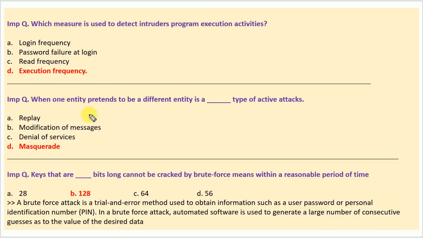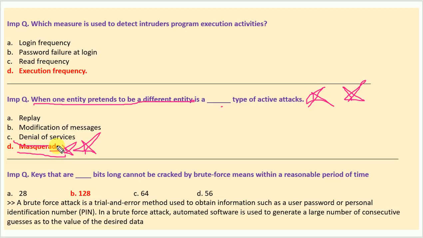Okay, so now the next question is, when one entity pretends to be a different entity, it is a dash type of attack. Very, very important question. So when one entity pretends to be a different entity, it is a dash type of attack, it comes under masquerade attack. This is also very important, it's a type of attack.